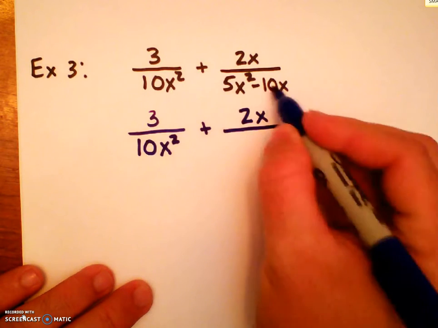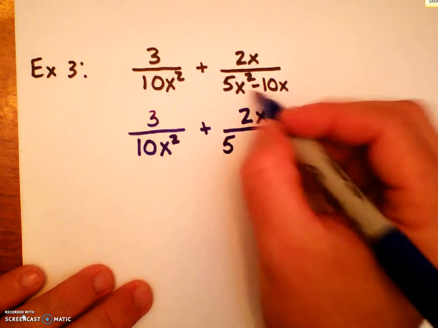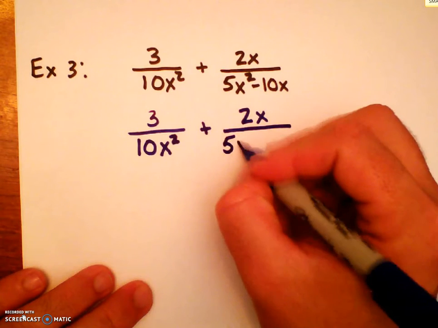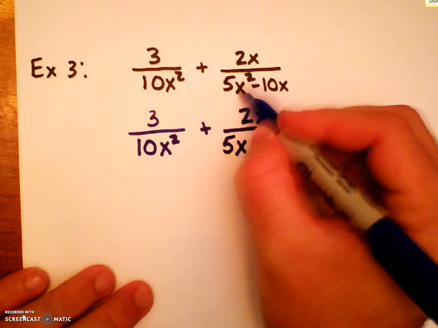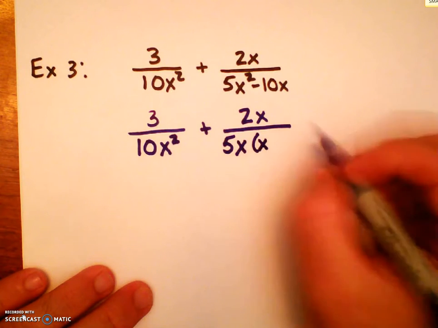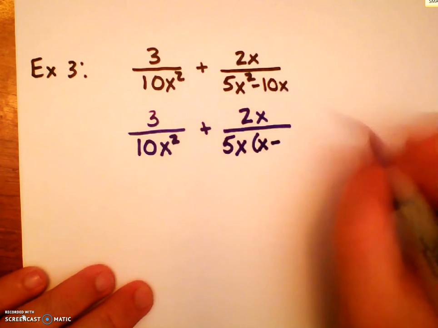Between 5 and 10, you can take a 5 out. Between x squared and x, you can take an x out. What's left over when you do that? If you take a 5x away from 5x squared, you're left with an x. Take a 5x away from 10x, you're left with a 2.